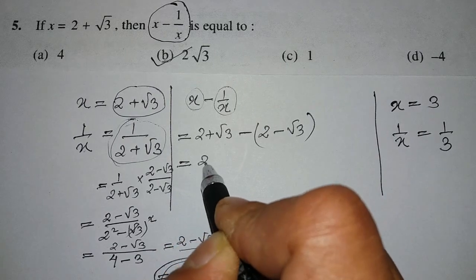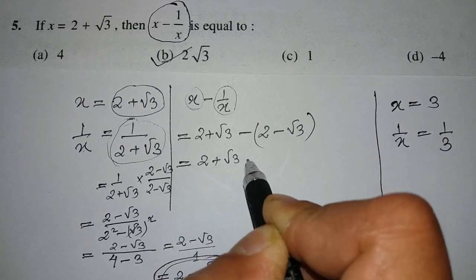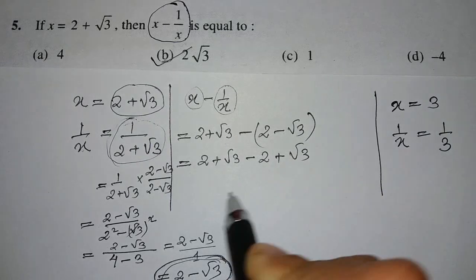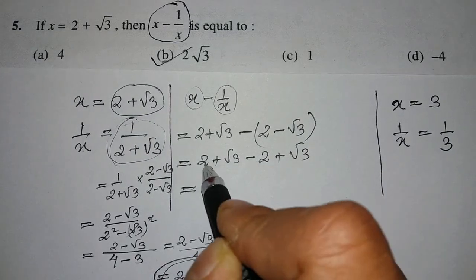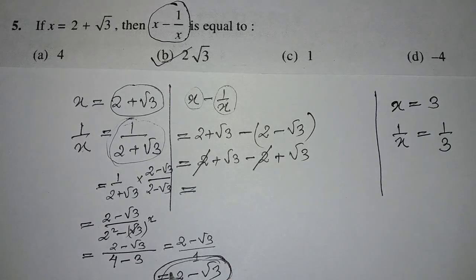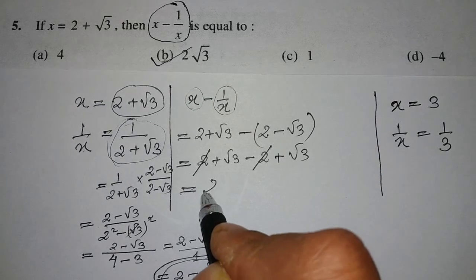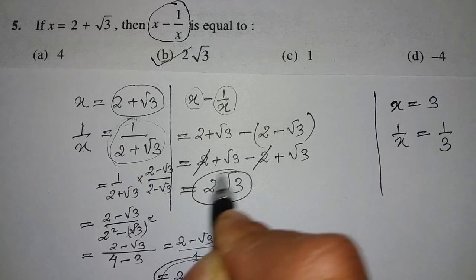Now this is equal to 2 plus root 3 minus 2, minus minus is plus root 3. Now 2 minus 2 is 0. Now root 3 plus root 3, 1 root 3 plus 1 root 3 is 2 root 3. So this is how we got the answer here.